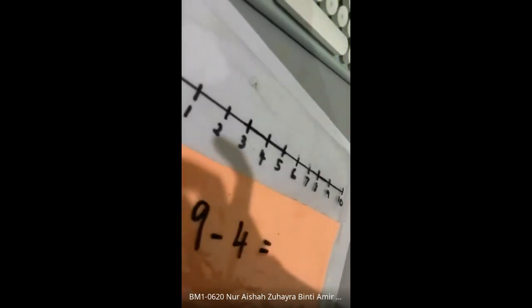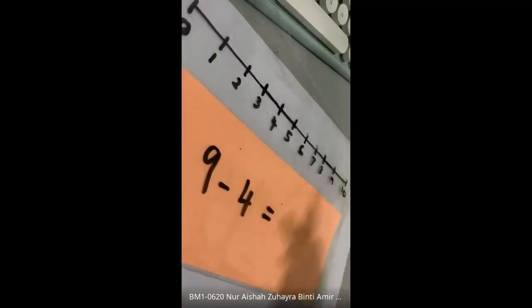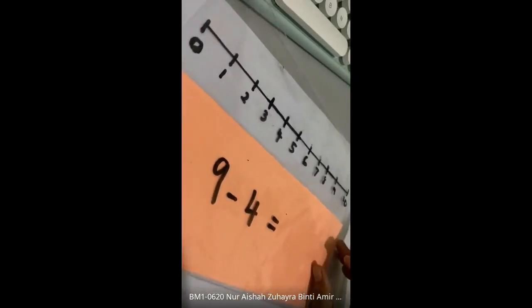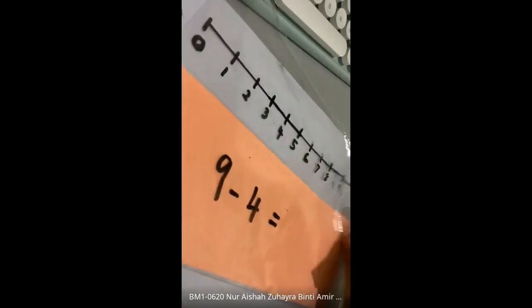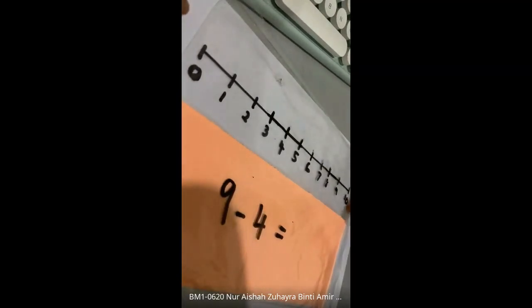Okay. Hello everyone. Can you see? For the meaning of subtract, I'm going to tell you about using number lines. You can use a whiteboard, mini whiteboard, or like this, I'm using a Ziploc bag, so I can erase it using tissue, and students can also do it.